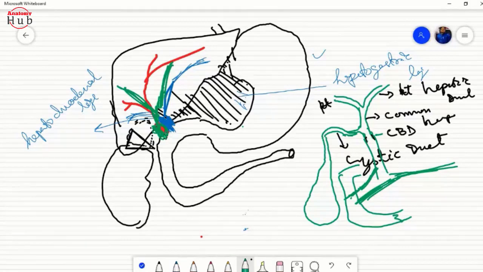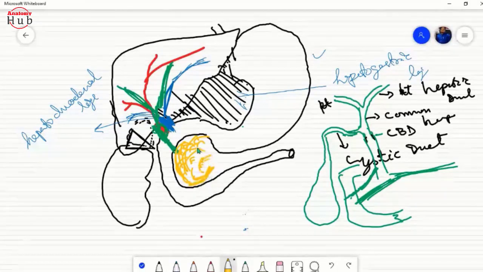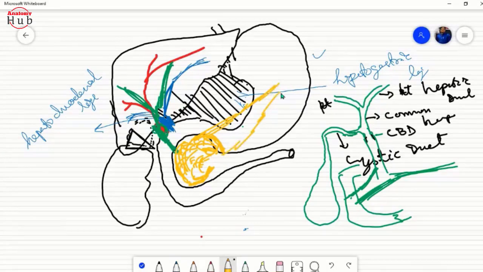So this duct will come behind the duodenum, behind the duodenum downward, and that will enter into the substance of the, this is what? This is your pancreas. Here you will find the head of the pancreas, here the uncinate process of the pancreas, and here the neck of the pancreas. This is the neck, then the body of the pancreas, then it is going towards the tail.